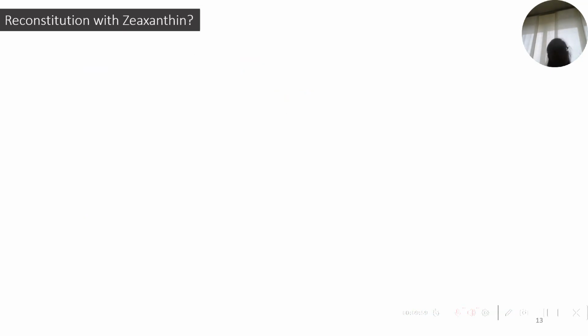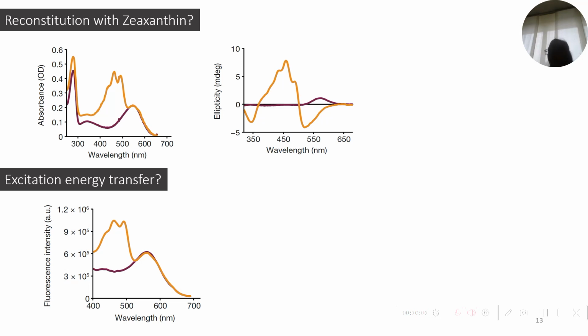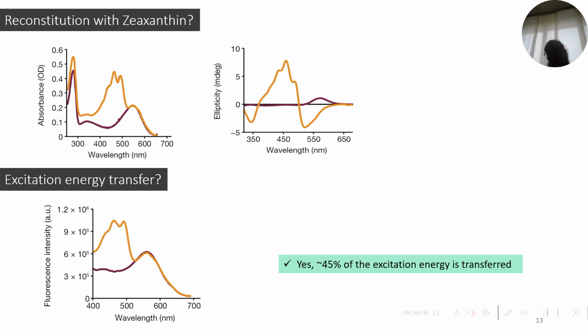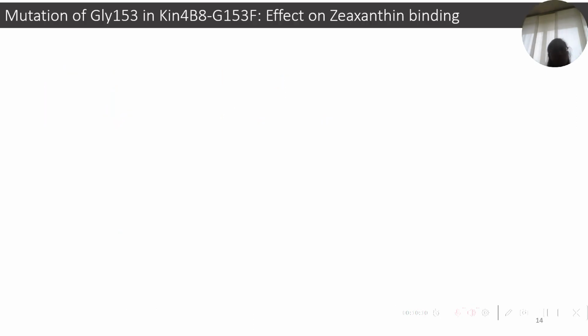Okay, so next the same we saw for zeaxanthin as well as we saw for lutein. In zeaxanthin also it transfers like 45% of its excitation energy to the retinal.